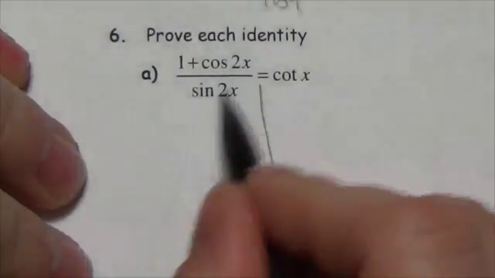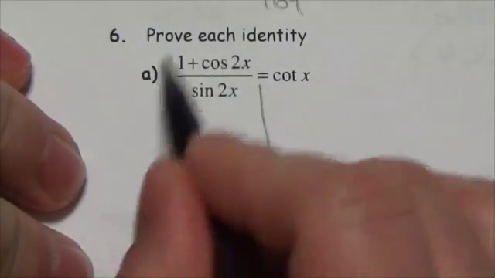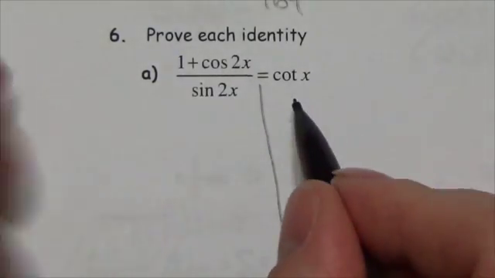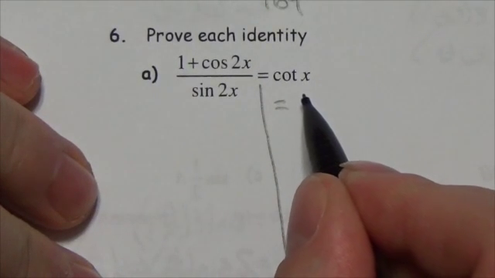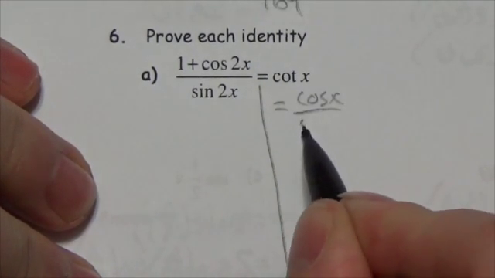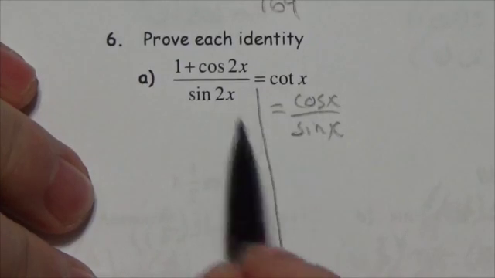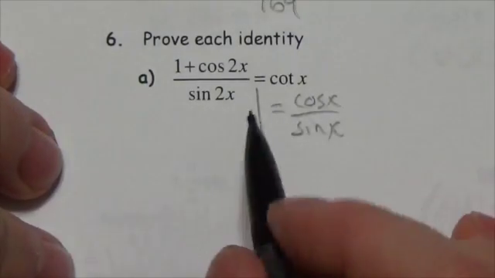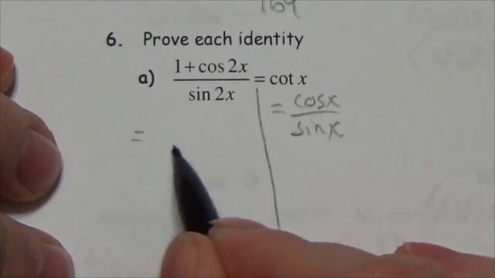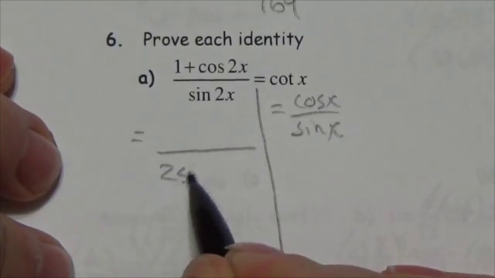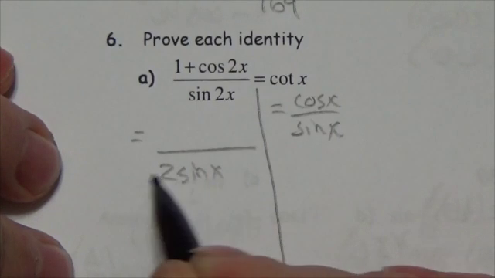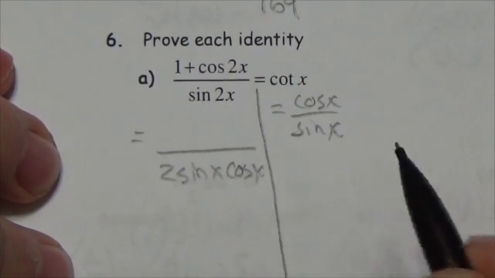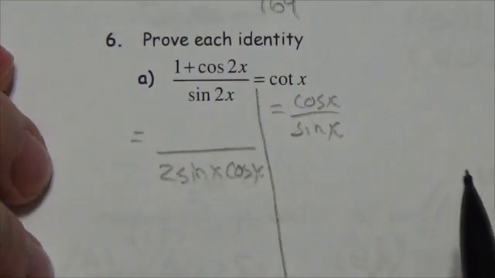Now, I am going to do most of my work on the left-hand side because there's a lot more going on here. But on the right-hand side, notice that this is going to equal simply cosine of x over the sine of x. I'm much more likely to bump into this before I bump into cotangent. Now let's take a look here. My denominator is going to be easily 2 times the sine of x cosine of x because of that identity there.